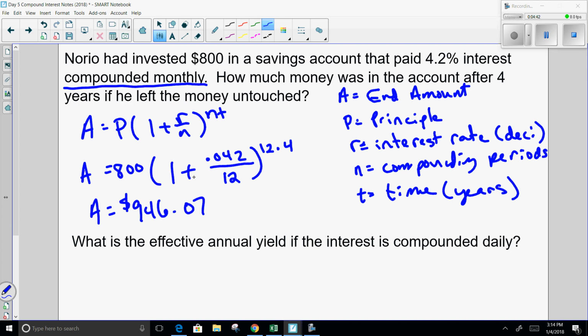So to start in here, do 1 plus 0.042 divided by 12. Hit enter. Then you're going to raise it to 12 times 4. But if you're going to do 12 times 4 in the calculator, put parentheses around it. Or you can just do 12 times 4, which is 48, and put that in. Figure out what that is, then multiply that by 800, and you get $946.07. Now, that's how much money you would have after 4 years.